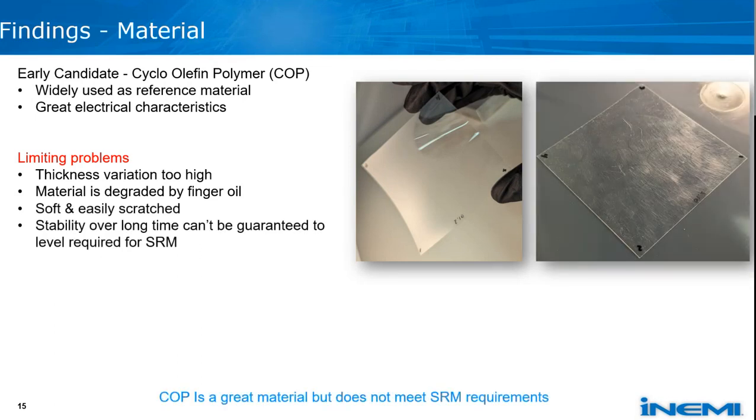They're also relatively soft and easily scratched. If you see this picture on the right, this is the result of a few days of different measurements and routine handling with a reasonable amount of care. You end up with surface scratches on the sample. And so for the purposes of an SRM, this leads you into having a changing sample as time goes on, and now you have additional uncertainties associated with this surface damage. The end of this is that the stability of this type of material for the long term can't be guaranteed to the level that would be required for a standard reference material. So even though these are really great materials, they just don't quite meet the requirements for the SRM.